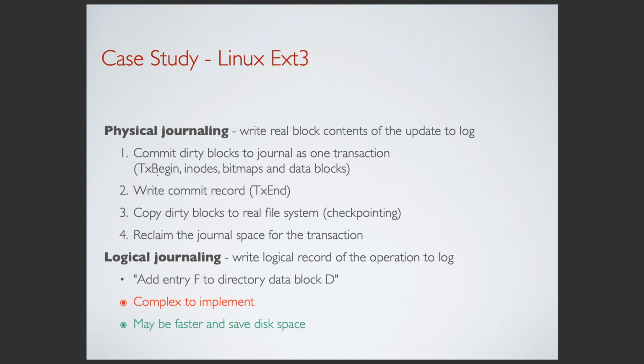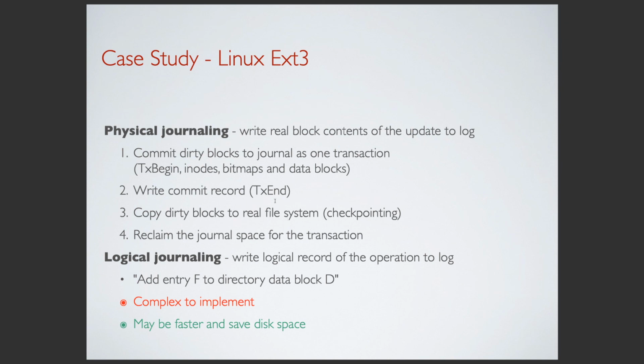How do you do that? Well, you write first a tx begin. It's like some kind of a timestamp actually. It's the same idea as the CR previously. You write the inodes, you write the bitmaps, you write the data blocks, and then you write a commit record with tx end. Once you have done that, you have committed the change, a little bit like on Git, you commit the change.